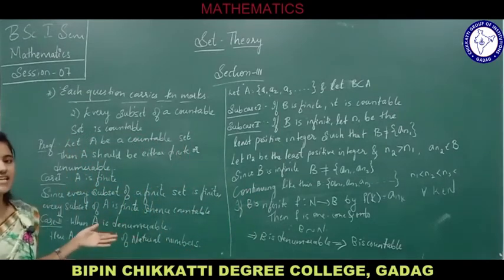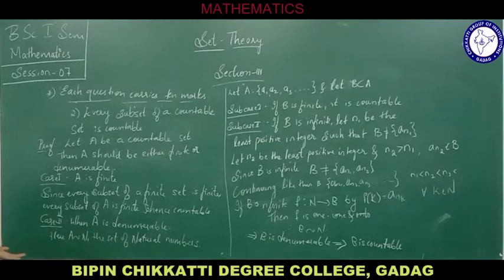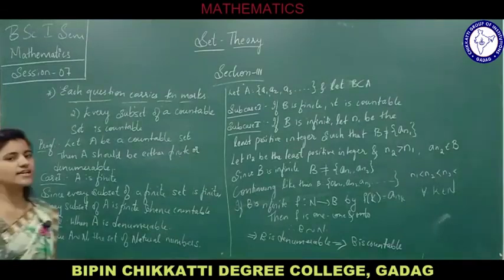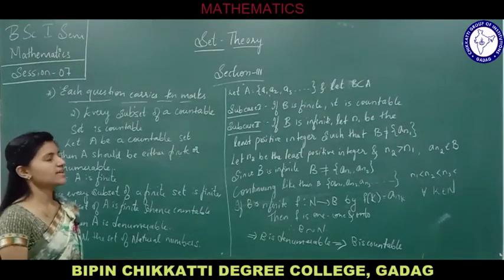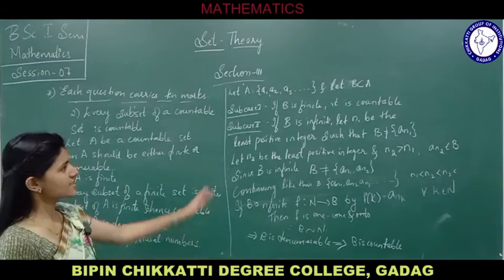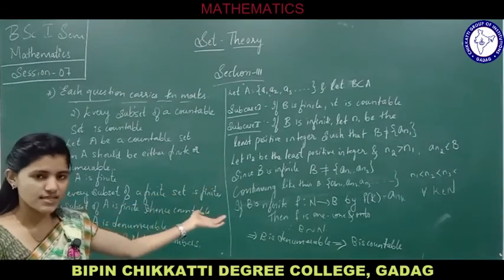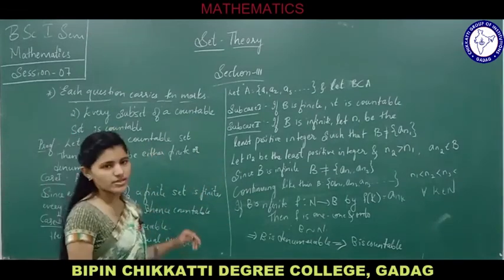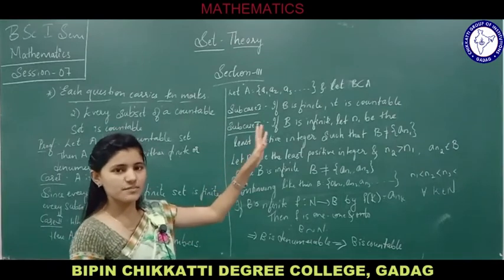So what do we consider now? We consider it as denumerable. When A is denumerable, then what is going to happen? Then A will be equivalent to N, the set of natural numbers. If so, we are going to get a subset B. We need to consider the subset, right? We need to prove the subset is countable. That is why we consider B to be a subset of A.